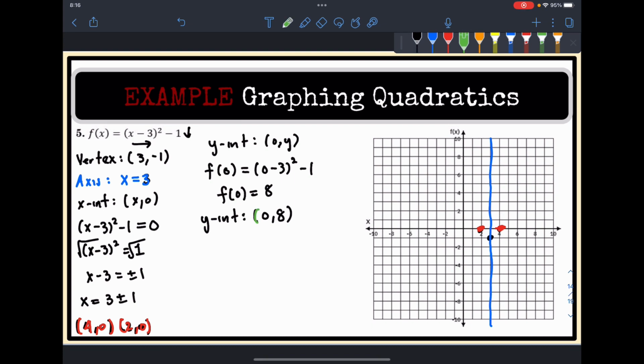And let's plot that in green. So that's right there. And because this graph is symmetrical, that means that on the other side, which is 3 units away from the axis of symmetry, there's going to be another point that's also 3 units away from the axis of symmetry.